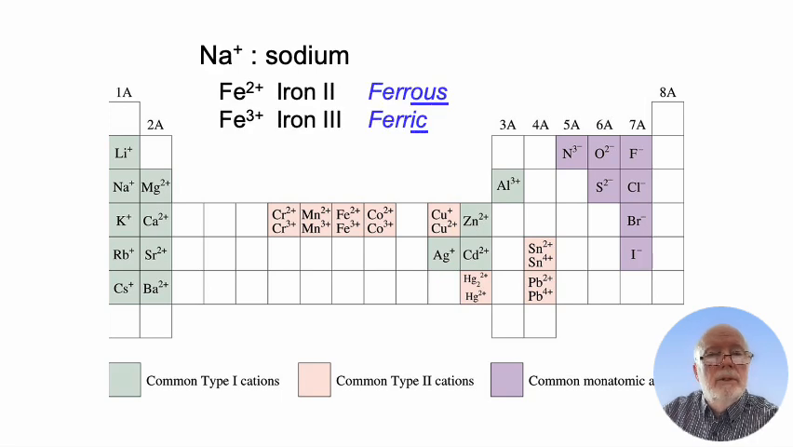So we have, for instance, sodium, which is just Na positive. You notice the name hasn't changed at all. And we don't say the 1 because it's a type 1 ion, so it only has one charge. Whereas for ferrous and ferric, or iron 2 and iron 3, you have to indicate the charge. And then we have oxide over here, a common monatomic anion, meaning only one atom per ion, and an anion because it is a negative charge.